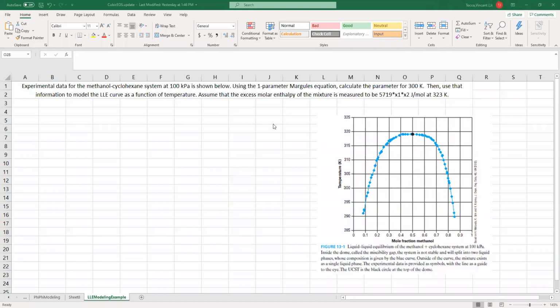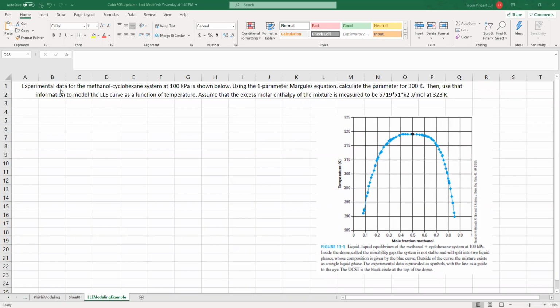This video is an example of a modeling liquid-liquid equilibrium problem. We're going to try to replicate this curve. This comes from the Koretsky textbook, figure 13.1. It shows the methanol cyclohexane liquid-liquid equilibrium at 100 kilopascals.